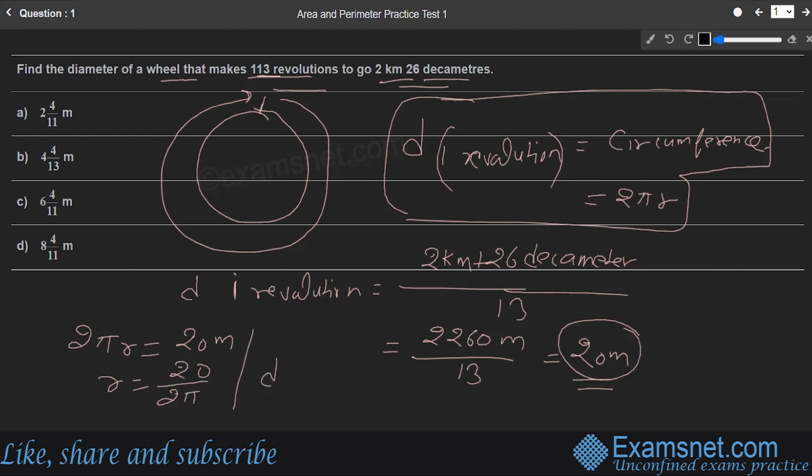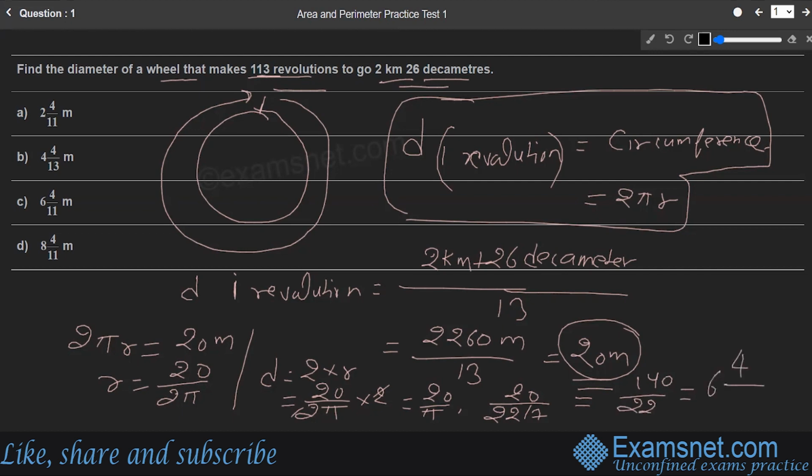We have to find the diameter. So diameter is nothing but twice of radius. So if we multiply by 2, this is going to be 20 divided by 2 pi into 2. So the value comes out to be 20 by pi. Pi value is 22 by 7. So it's going to be 20 divided by 22 by 7, which is nothing but 20 into 7 by 22. That is nothing but 140 divided by 22. In the mixed fraction, it comes out to be equal to 6 4 by 11. So that is the right answer. 64 by 11 meter is the diameter of the circle that is available in option number C. So that becomes the right answer.